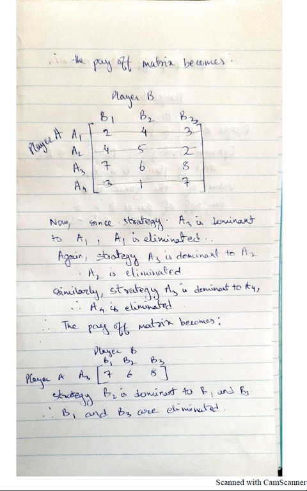Now since between B1, B2 and B3 we couldn't find any dominant strategy, we will again move on to the strategies of player A and see if any strategy is dominant. Now let us compare between strategy A3 and strategy A1. Now you see 7 is bigger than 2, 6 is bigger than 4 and 8 is bigger than 3. So we can say that strategy A3 is dominant to strategy A1. So strategy A1 gets eliminated.